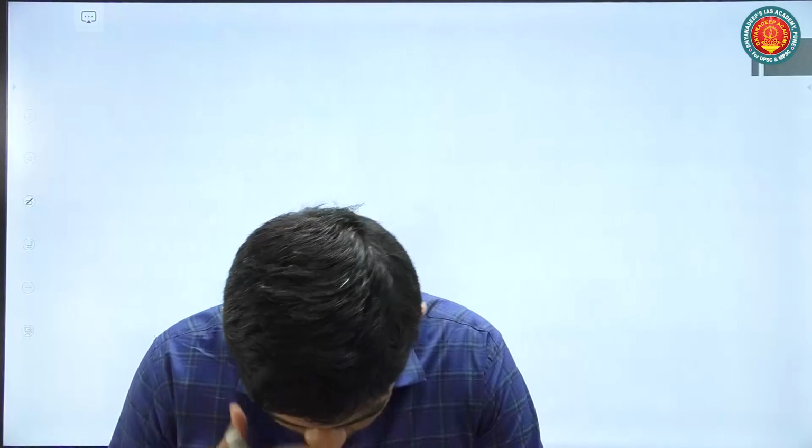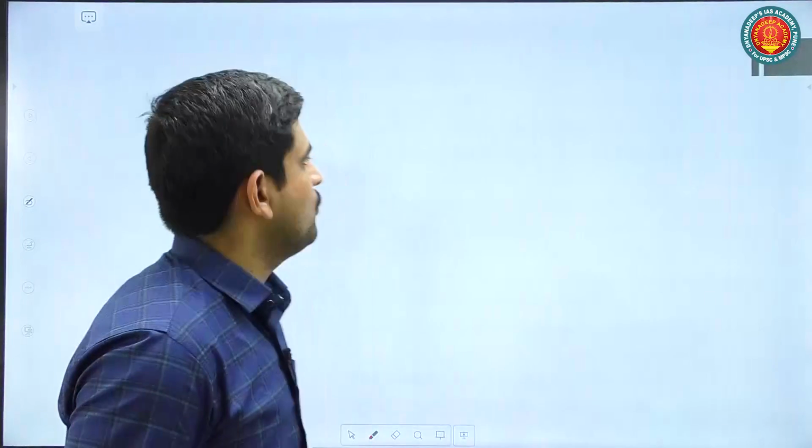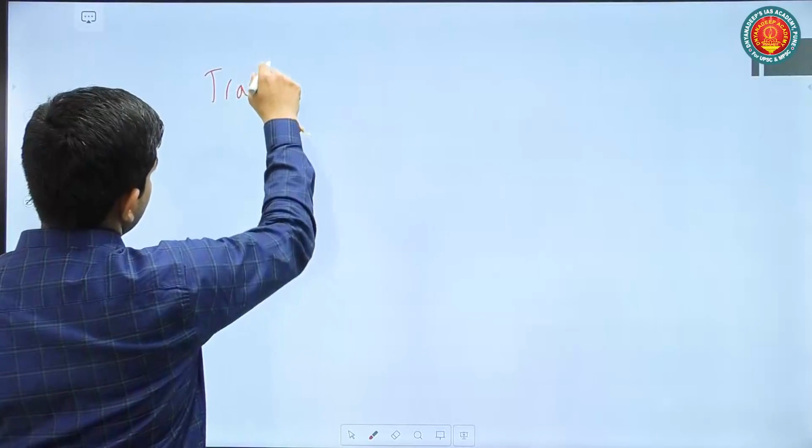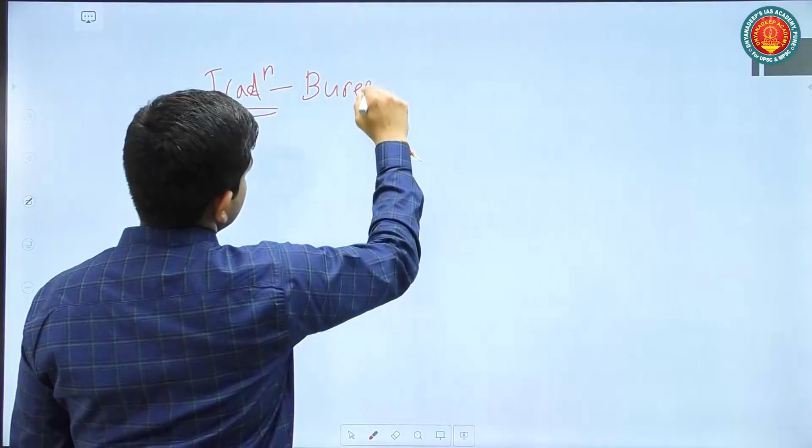Question number 4 is talking about how traditional bureaucratic structure and culture have hampered the process of socio-economic development in India. Comment. Now here the question talks about the traditional bureaucratic structure and how it has hampered India's overall progress and growth.